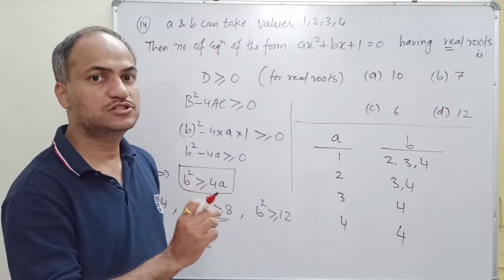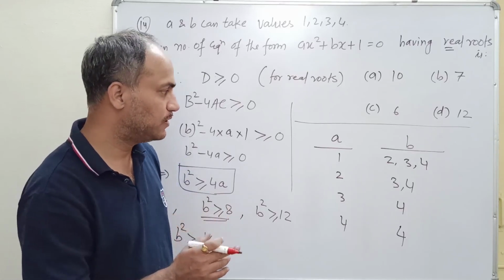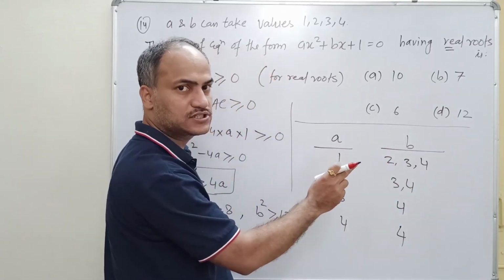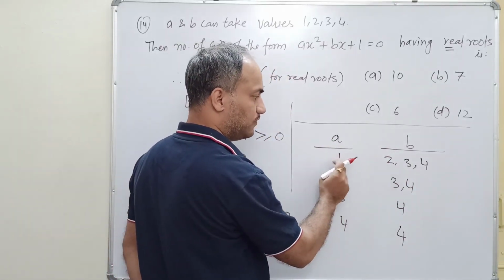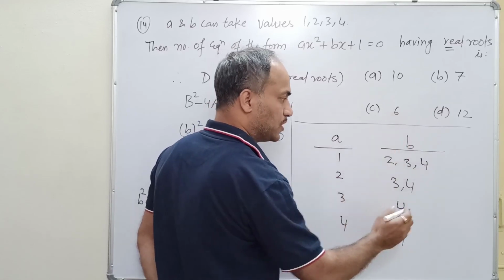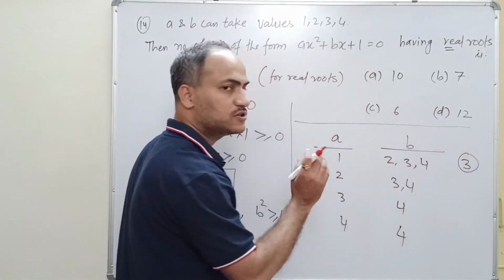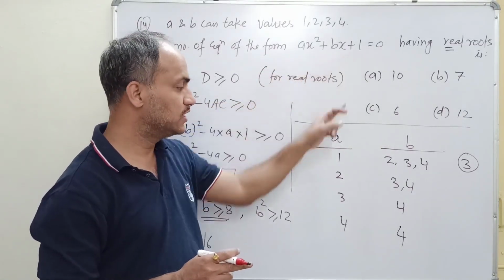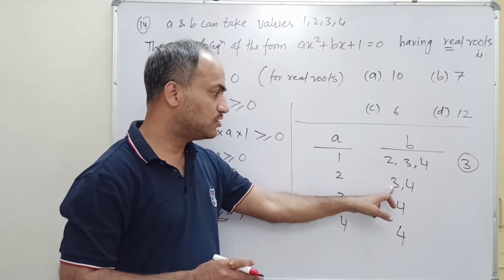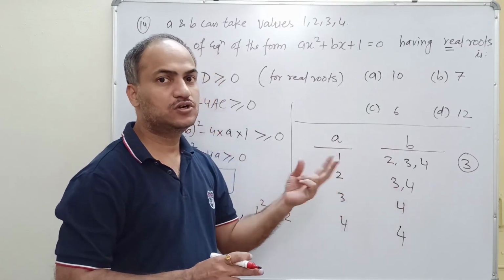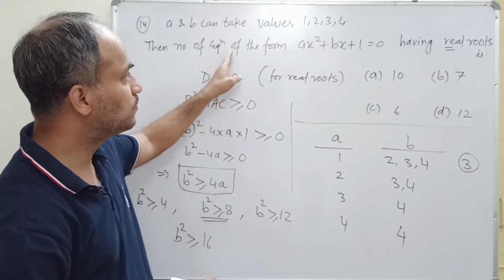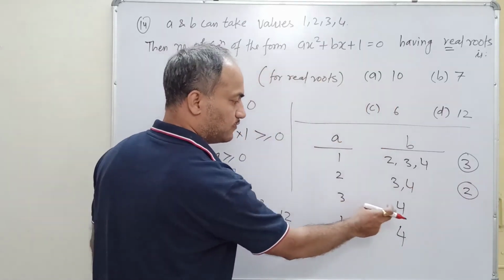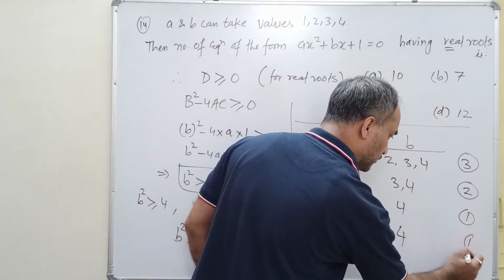Now we have to tell the possible sets of values of a and b. If a is 1, then b can be 2, 3 and 4. So there are 3 sets: a1 b2, a1 b3, a1 b4. So there are 3 possible sets, it means 3 possible equations. Similarly if a is 2, b is 3 or b is 4, there are 2 possible sets of values of a and b and 2 possible equations. So 2. Similarly here only 1, here only 1.